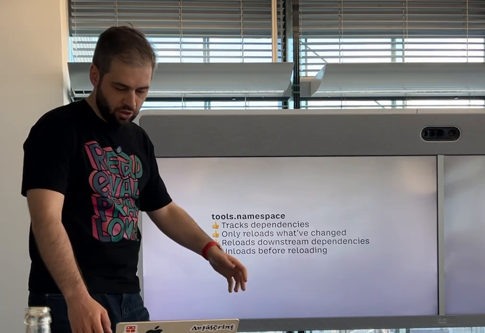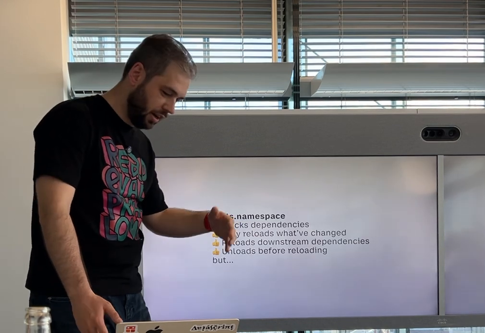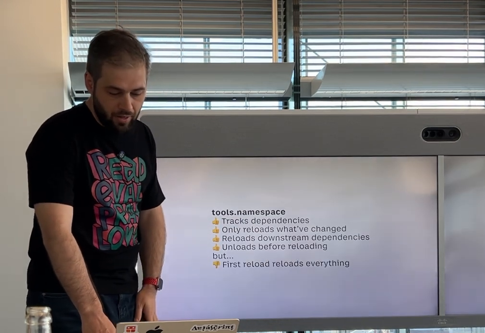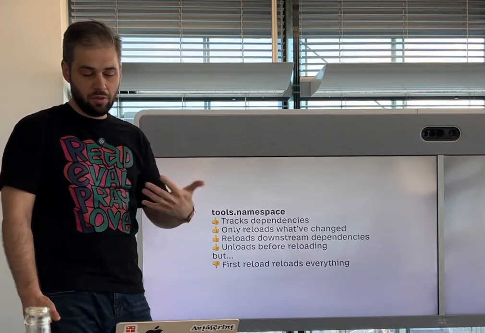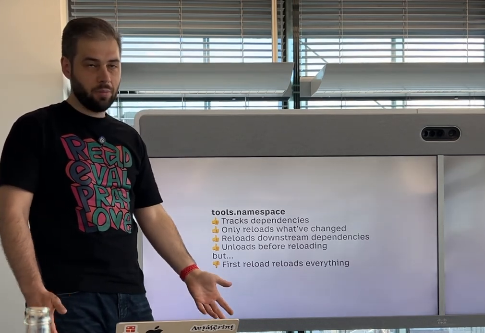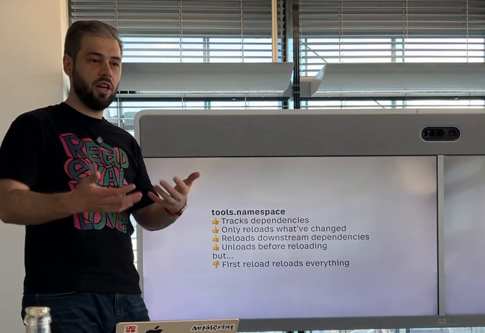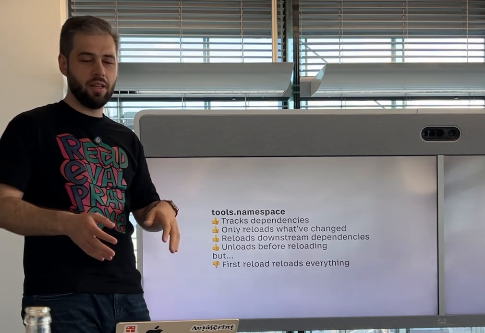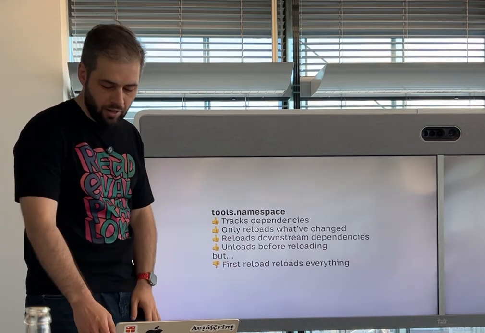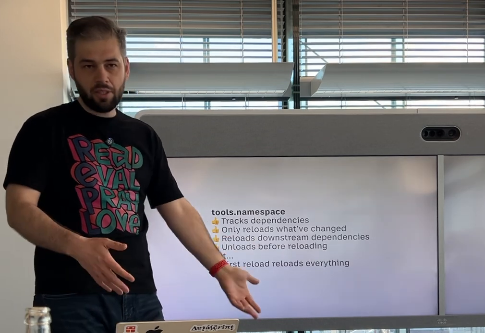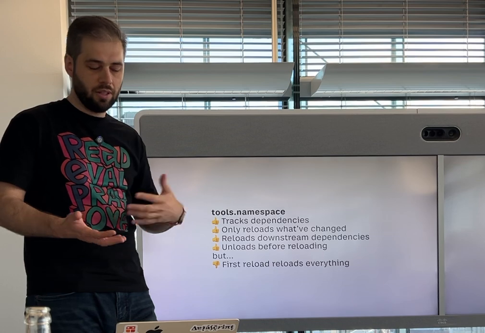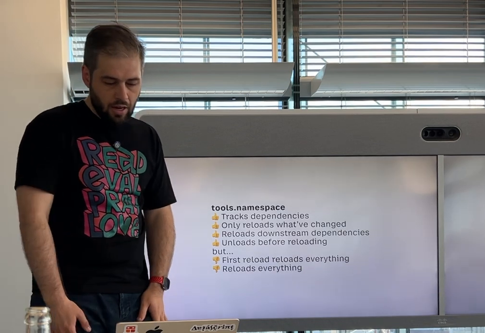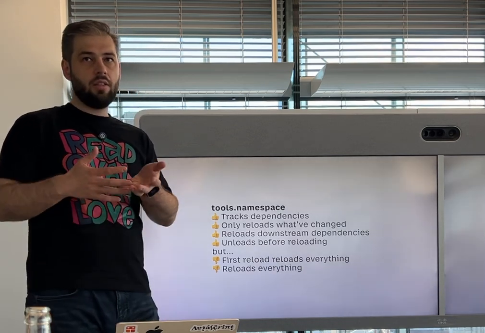But there's a problem, right? If everything was fine, I wouldn't write my own library. So first, on the first reload, for some reason, it reloads everything. I don't know what's up with it and how it was possible, but the first time you call this refresh function, it will reload every namespace. It doesn't track what changed or not. I don't know why. Maybe it was a mistake, maybe there was a workflow that makes sense, but it's still like that. The second problem is it reloads everything.